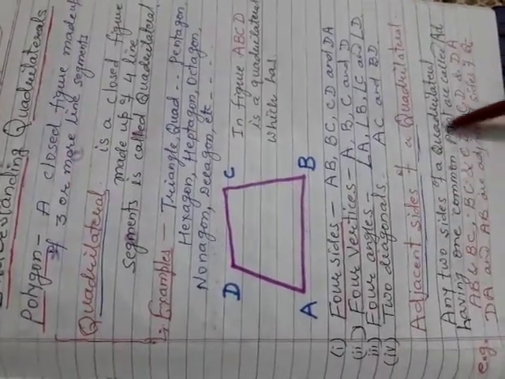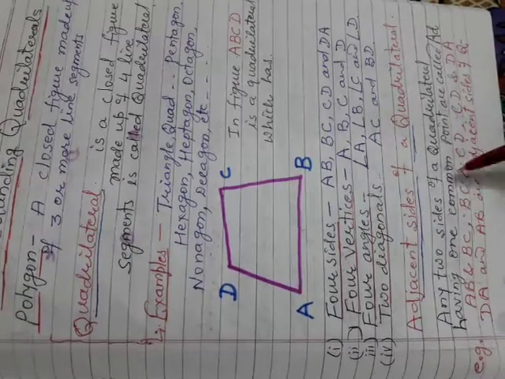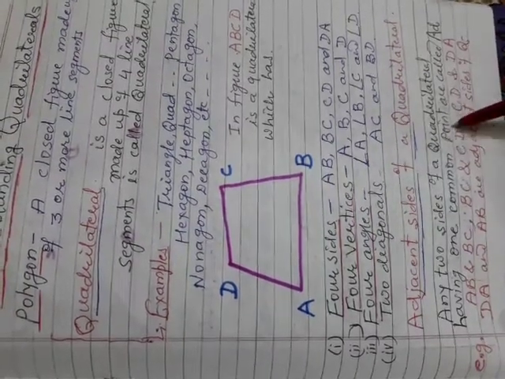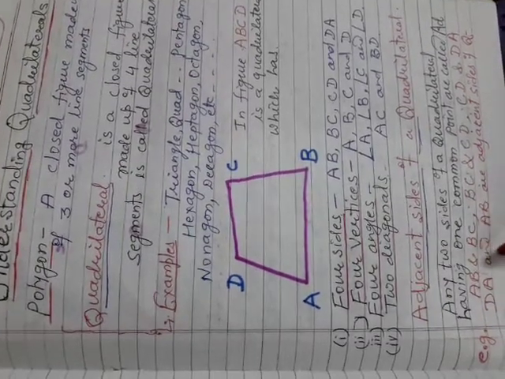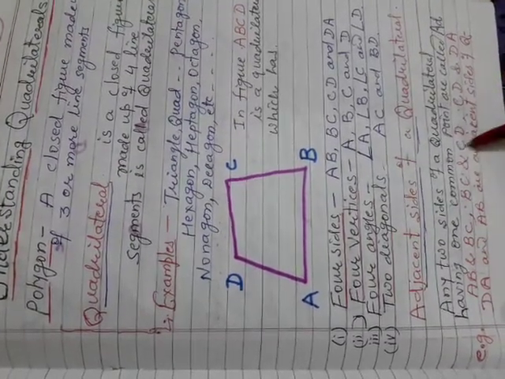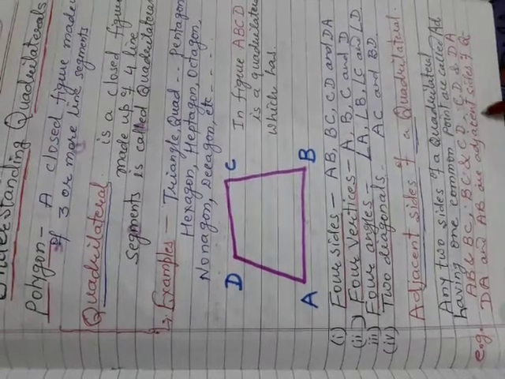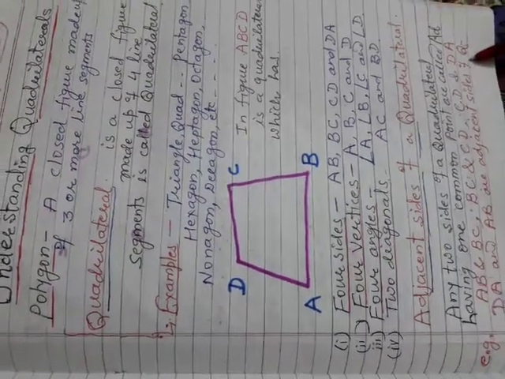Any two sides of a quadrilateral having one common point or common vertex are called adjacent sides, which I explained earlier. That's AB and BC, BC and CD, CD and DA, DA and AB are the adjacent sides of a quadrilateral.